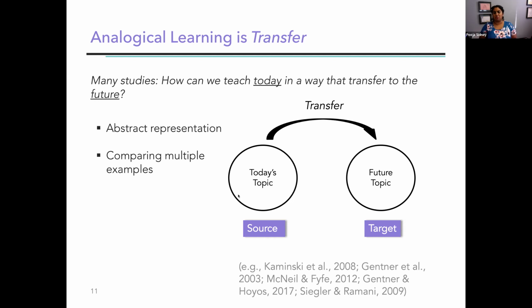So for example, comparing multiple examples of a source problem can help kids develop deep conceptual understanding that transfers to new problems. Teachers can also use concreteness fading, where earlier examples are more concrete and later examples are more abstract.